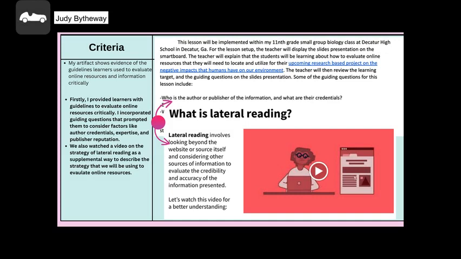Firstly, I provided learners with guidelines to evaluate online resources critically. I incorporated guiding questions that prompted them to consider factors like author credentials, expertise, and publisher reputation. We also watched a video on the strategy of lateral reading as a supplemental way to describe the strategy that we will be using to evaluate online resources.